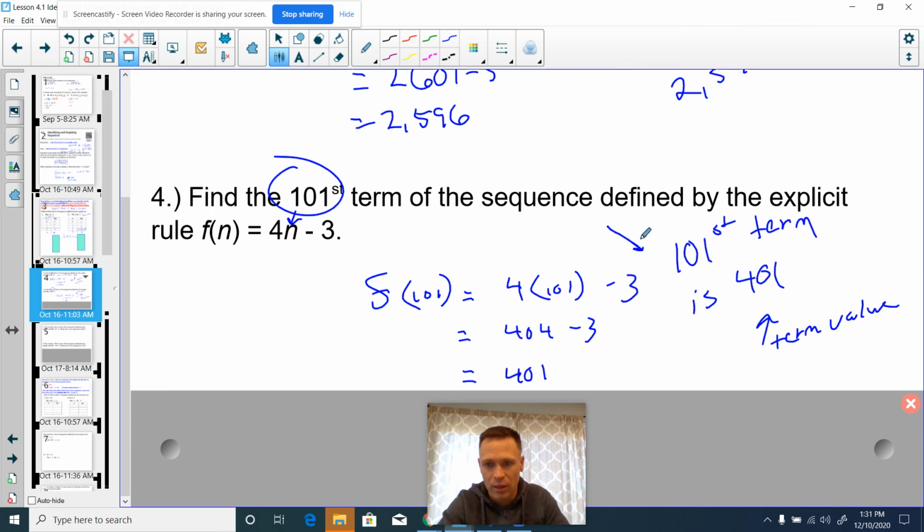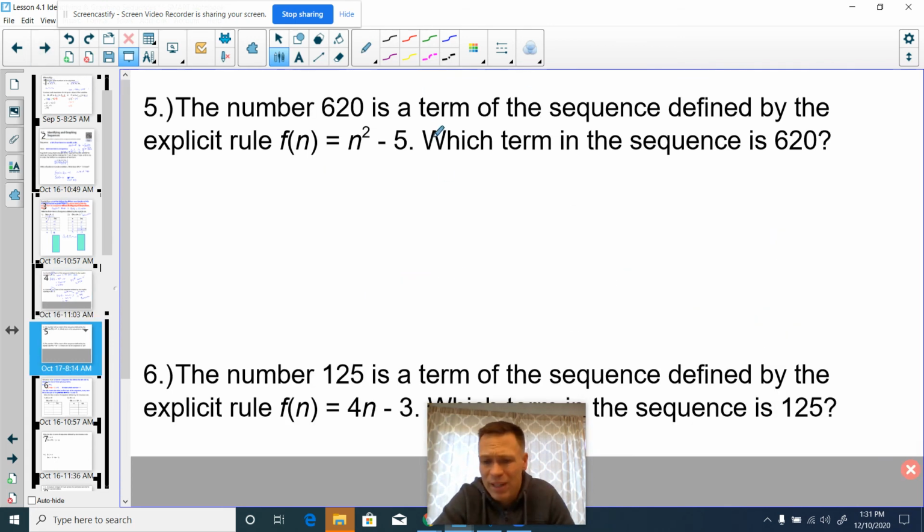This is the term number. Okay, good deal. Now, what if I want to work backwards? What if I know the term value, but I don't know where it appears in the sequence? I don't know the term number. What if that happens? Well, all that means is that I have to solve an equation.